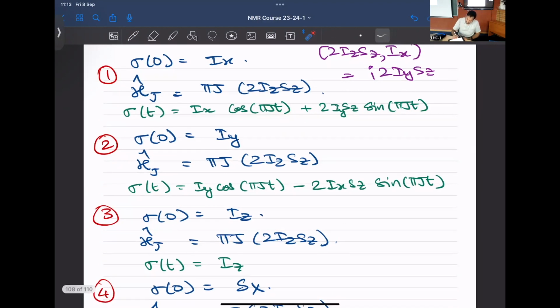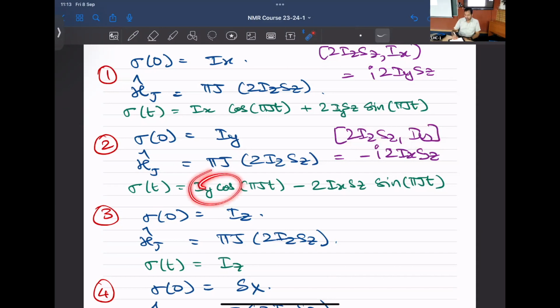So similarly, let's take this one where you have IY as the density matrix and 2IZSZ as the Hamiltonian: the commutator of 2IZSZ, comma IY. What will this end up being? Minus 2IXSZ. Why did the minus come? Because Y and Z are in opposite cyclic order. And of course, the I just indicates that these two are orthogonal to one another. So that will come up with the sign part of it, right?